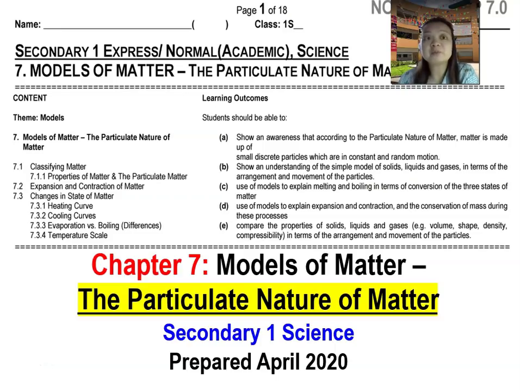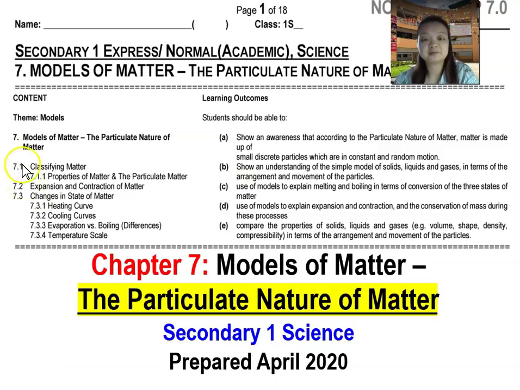So we hope that by learning this chapter, we will be able to see matter in terms of models, because of the various reasons that models offer us, the advantages of models. Okay, so for today, we'll be looking at 7.1 and 7.2. All right, so let us start.